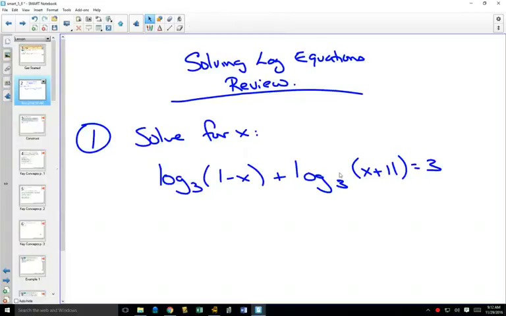I'll make a video of these too, so if you want to look at them later. So there's your first one, solve for x.